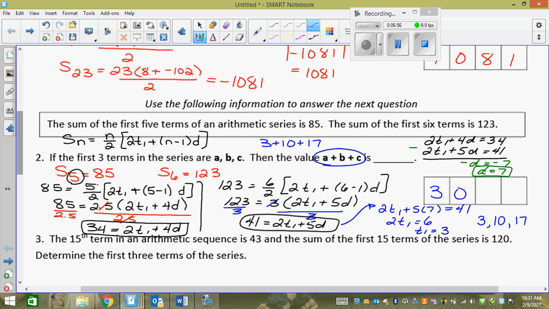Numeric response boxes, you always fill in left to right, like you read.